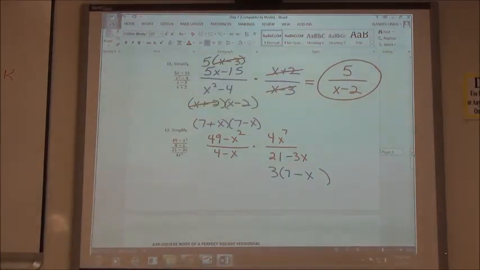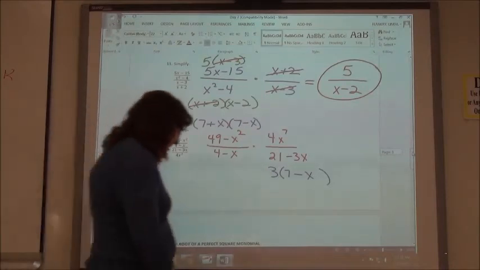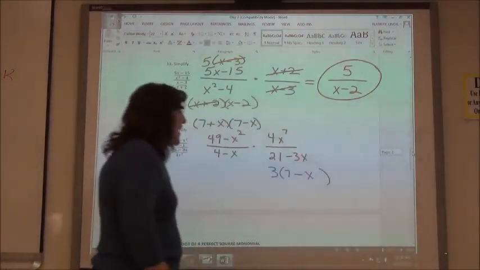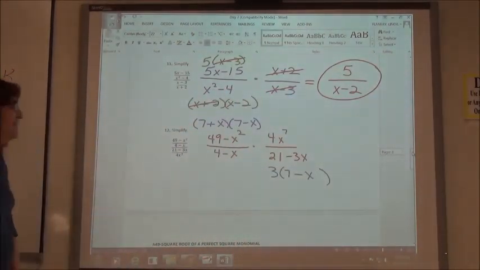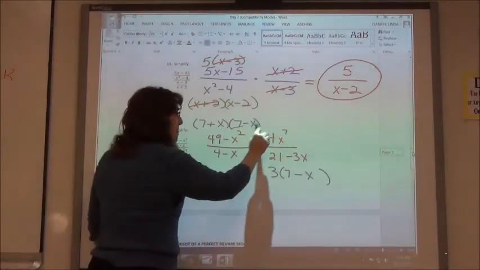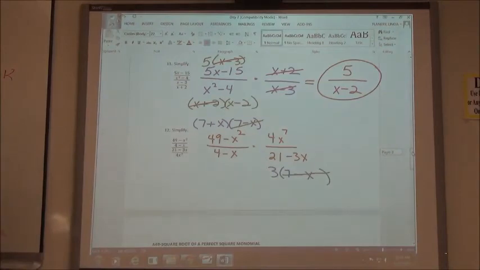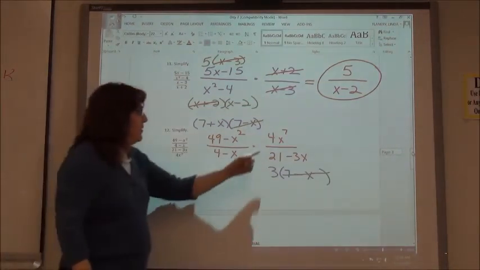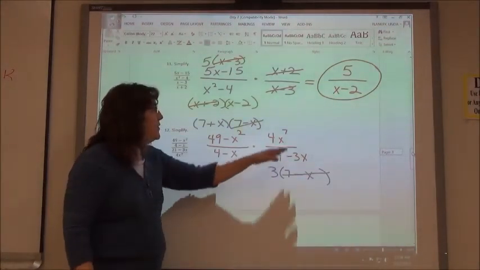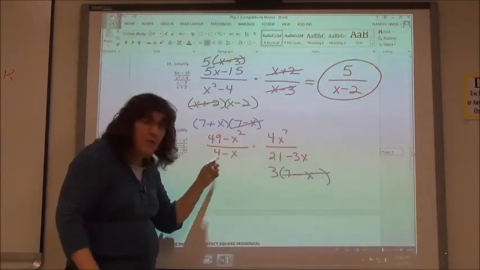Not a lot of canceling we can do there. The only thing I see that we can cancel is what? The 7 minus x. There's nothing else there you can cancel. The 4 and the 3 don't reduce. I can't do a one-term thing with the two-term thing.